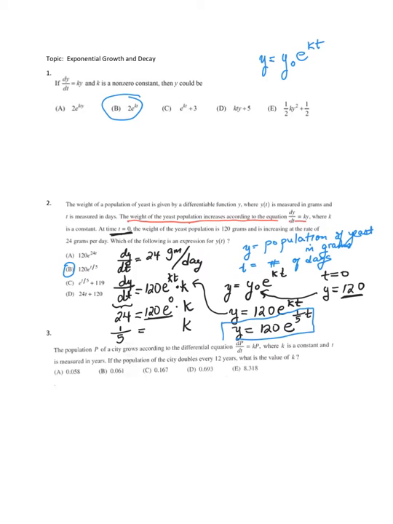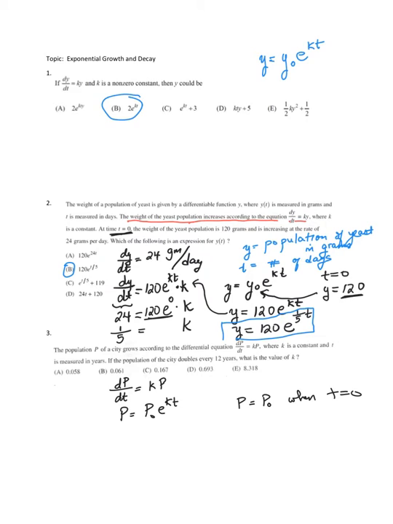Okay, let's take a look at the next question. The population P of a city grows according to the differential equation dp dt equals kp. So immediately when we write that, we know that the solution is P equals P sub 0 e to the kt, where P sub 0 is the amount of the population present when t equals 0.